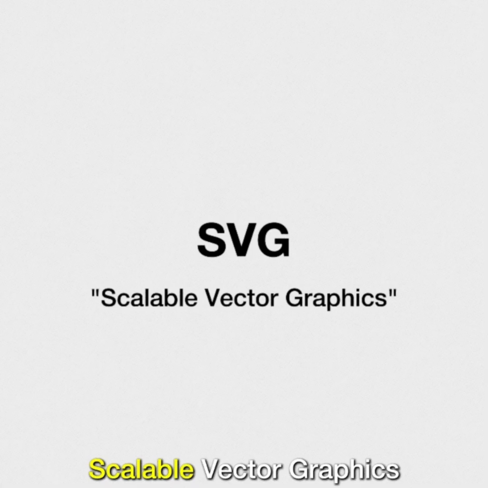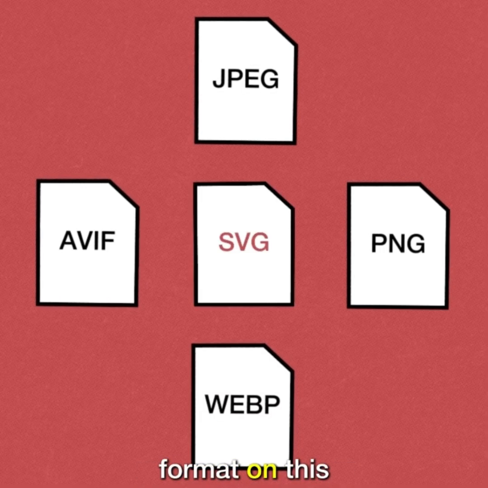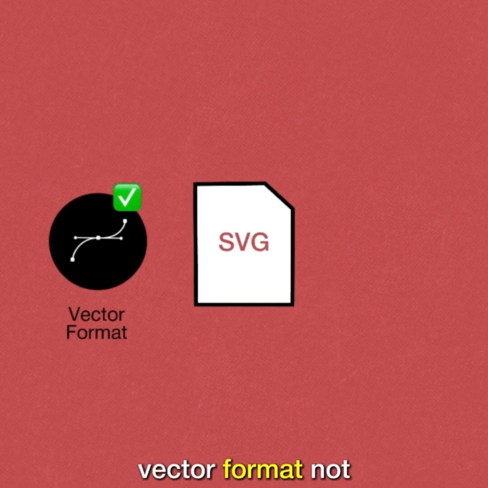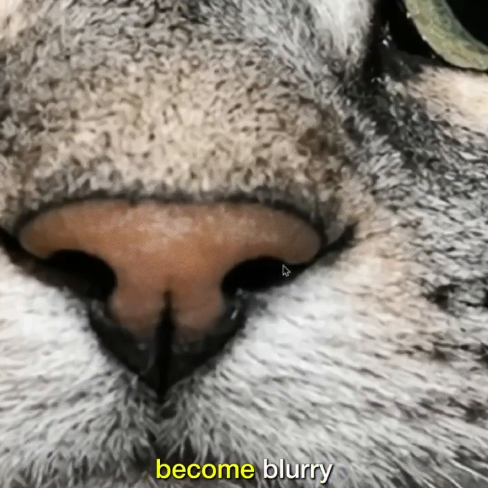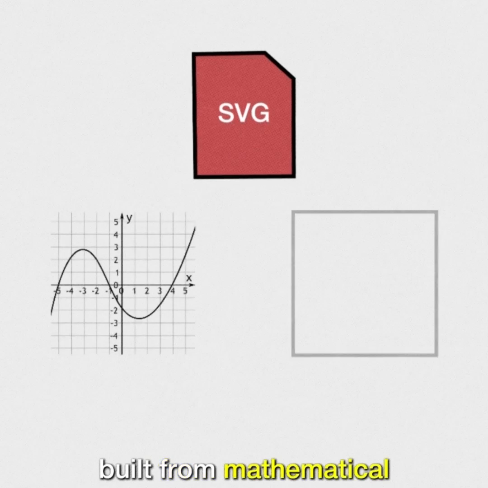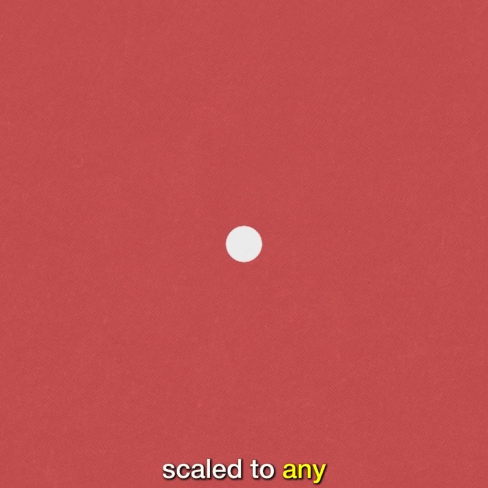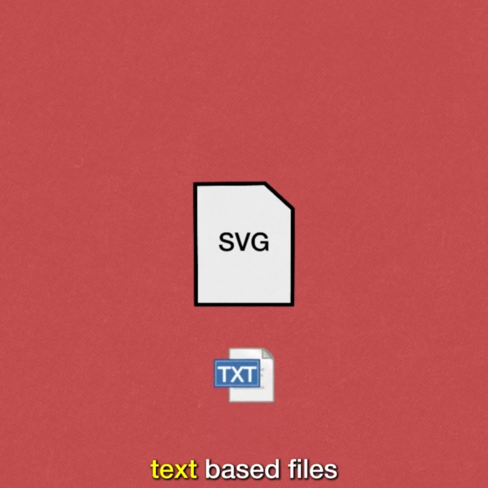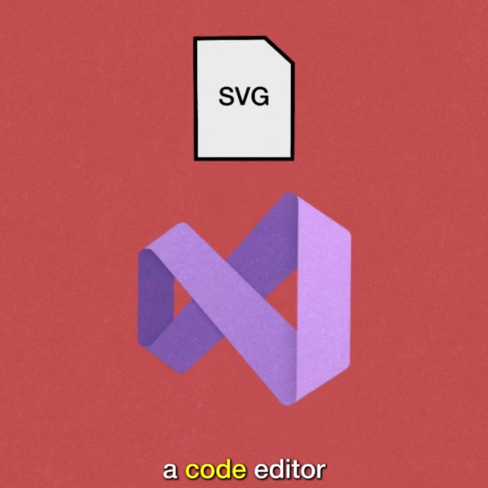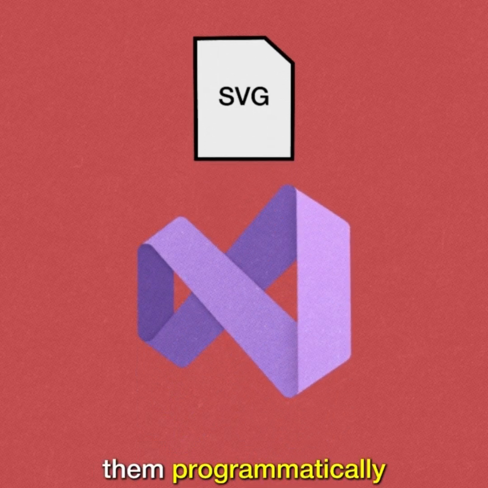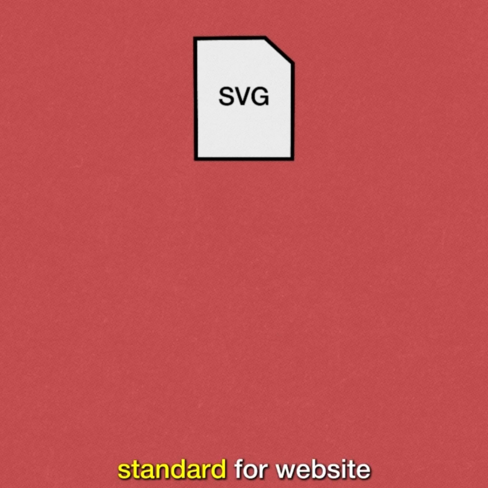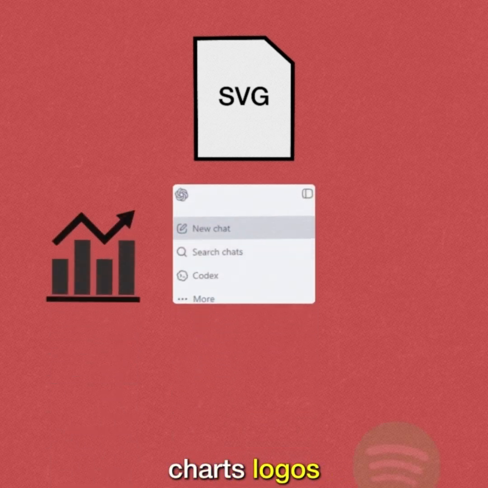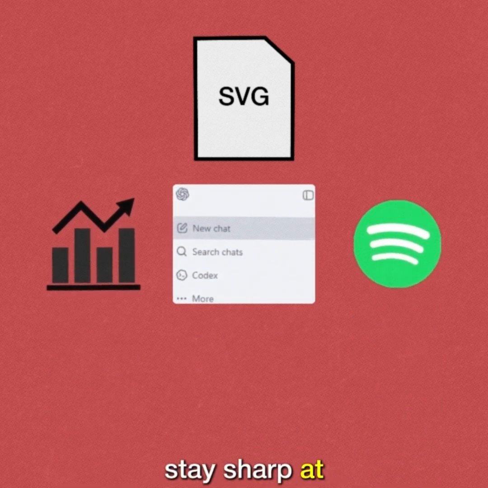SVG stands for Scalable Vector Graphics. Unlike every other format on this list so far, SVG is a vector format, not a raster format. Raster images are made of pixels. Zoom in too far, they become blurry. Vector images are built from mathematical paths and shapes, so they can be scaled to any size without losing sharpness at all. An SVG logo looks just as crisp on a phone screen as it does on a billboard. SVGs are also text-based files, meaning developers can open them in a code editor, animate them with CSS, or edit them programmatically. That is why SVG is the standard for website icons, charts, logos, and any graphic that needs to stay sharp at any size.